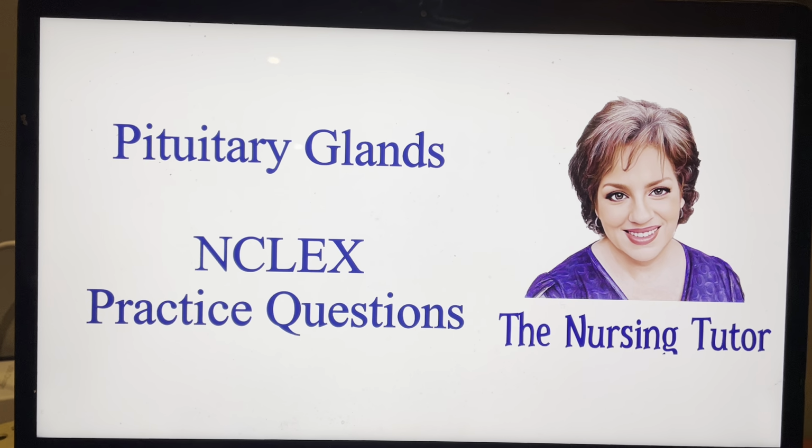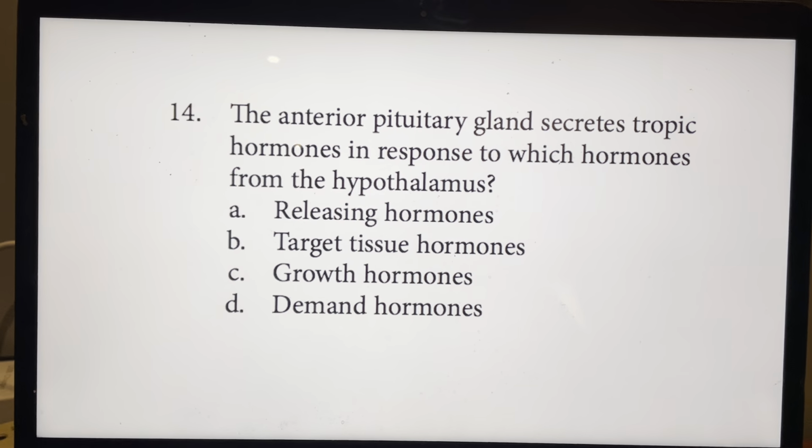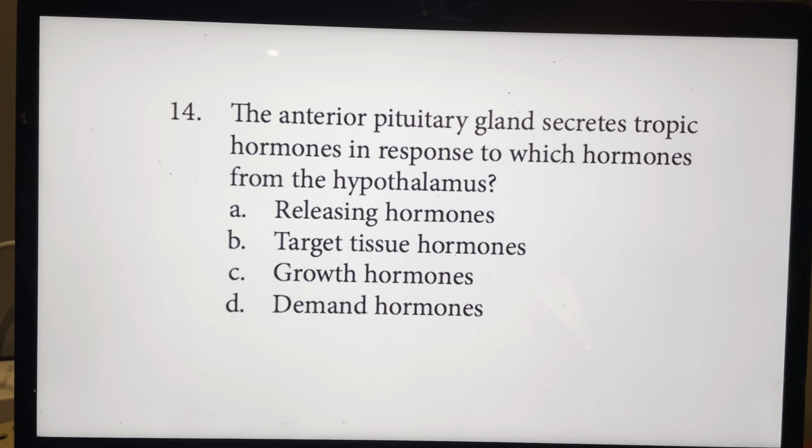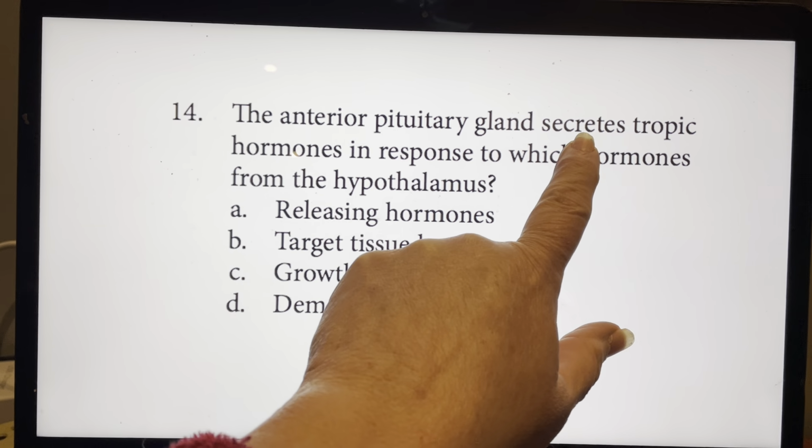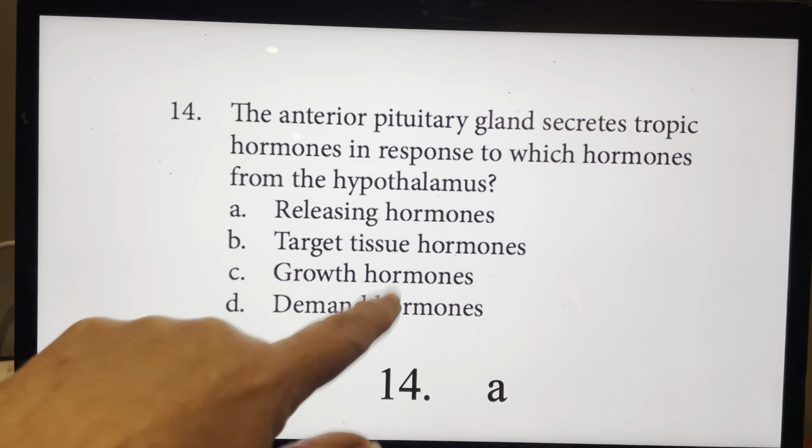You want to talk about your pituitary glands and some NCLEX questions? Okay, calm down. Here we go. The anterior pituitary gland secretes tropic hormones in response to which hormones from the hypothalamus? Releasing hormones, target tissue hormones, growth hormones, or demand hormones? And you can pause me and read it yourself. You got your answer? A. Releasing hormones. The anterior pituitary secretes because of releasing hormones.